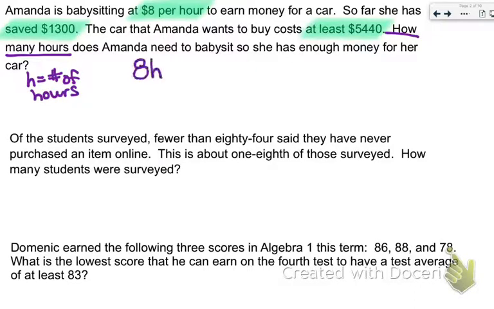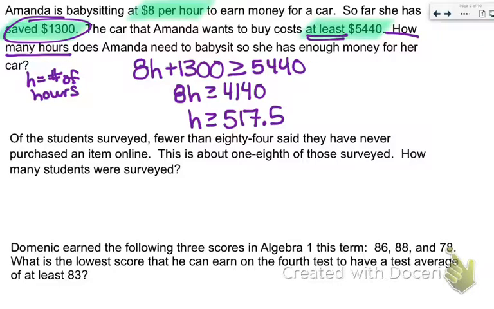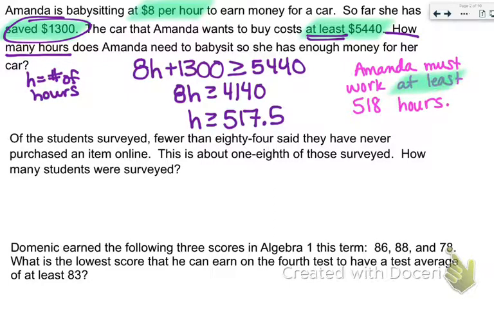So we'll multiply the number of hours times 8, because that's how much she's making per hour. And she already has $1,300 saved up, so we can add that to what she's making babysitting. At least shows she wants $5,440 or more, so that means we need a greater than or equal to sign. Because it's okay if she makes more money than she needs, but she needs at minimum that amount. So we'll go ahead and solve: subtract $1,300 from both sides, and divide both sides by 8. We do get a decimal, so we'll round up because it's 0.5, and that means Amanda must work at least, so again we see that word at least, she can always work more than that, but the minimum is 518 hours.